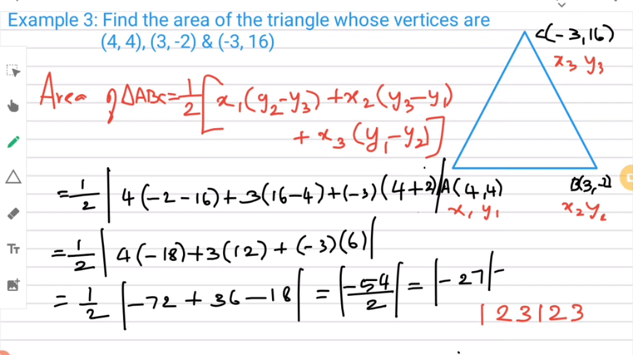out. So this is nothing but 27 square unit. Okay, please don't write it as minus 27. Minus 27 is not the area of a triangle. Area means it should be a positive value. That is why I didn't write modulus at the beginning. Okay, fine.